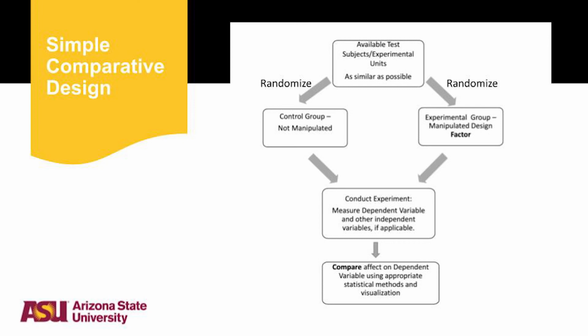So you start out with the same units, then you randomize into two different groups. One's maybe manipulated, one's not manipulated. And that's manipulated by your factor of interest. Okay, so that grouping in this center is your factor of interest. Then you conduct your experiment, and as a reminder, you've already identified these variables. You're going to need to measure your dependent variable, and you're going to measure the other variables that you identified in the planning process that could potentially affect your dependent variable. And then ultimately, you're going to compare.